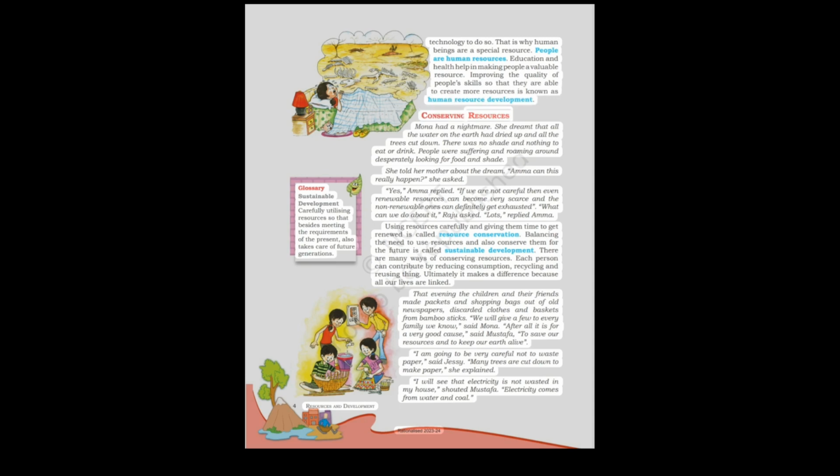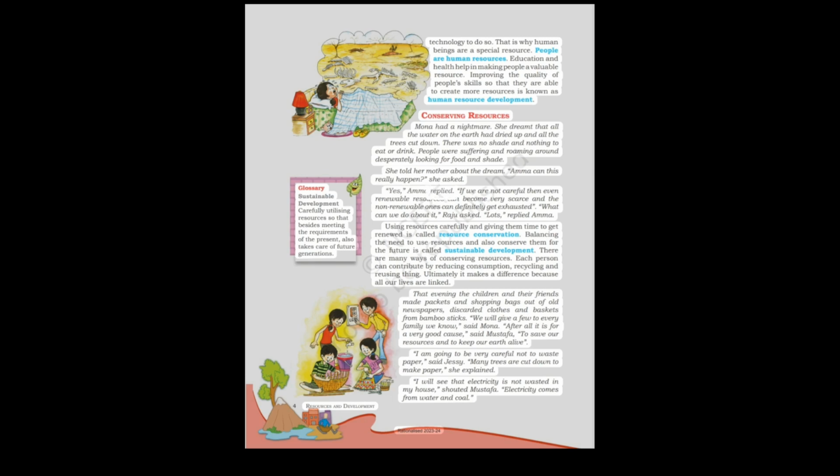Conserving resources. Mona had a nightmare. She dreamt that all the water on the earth had dried up and all the trees cut down. There was no shade and nothing to eat or drink. People were suffering and roaming around desperately looking for food and shade. She told her mother about the dream. "Amma, can this really happen?" she asked. Glossary. Sustainable development: carefully utilizing resources so that, besides meeting the requirements of the present, it also takes care of future generations.